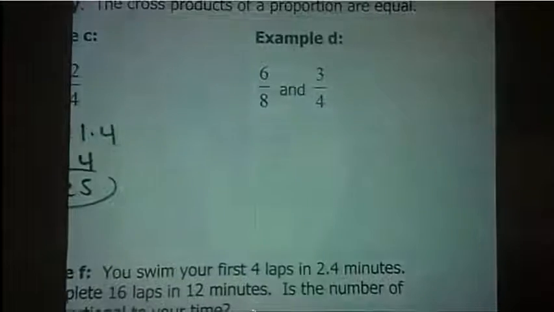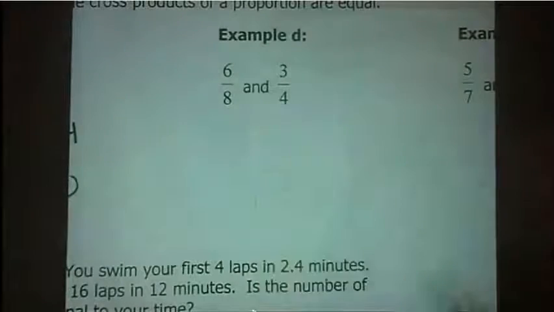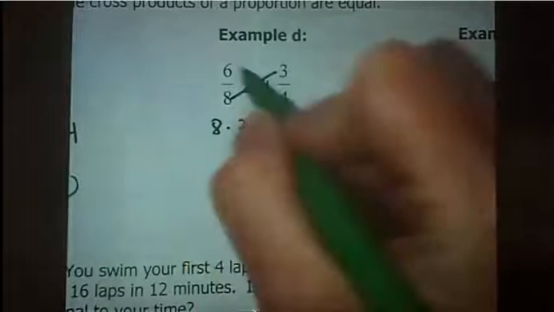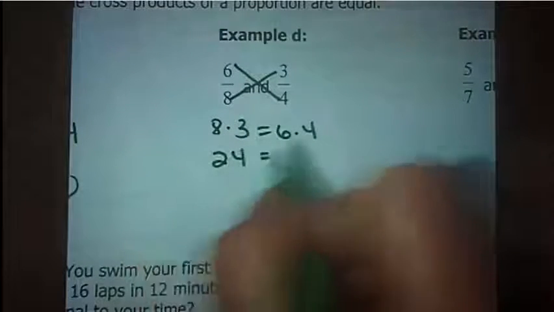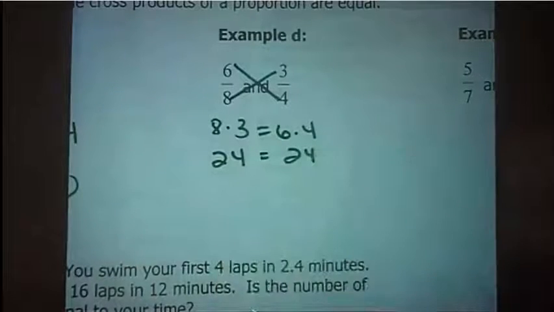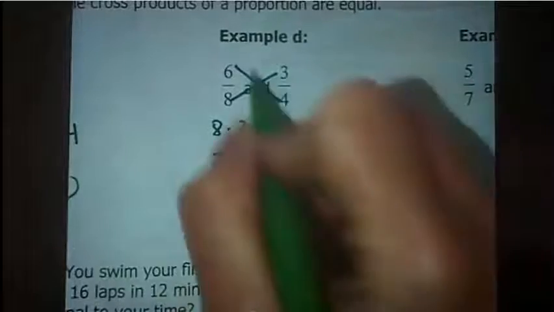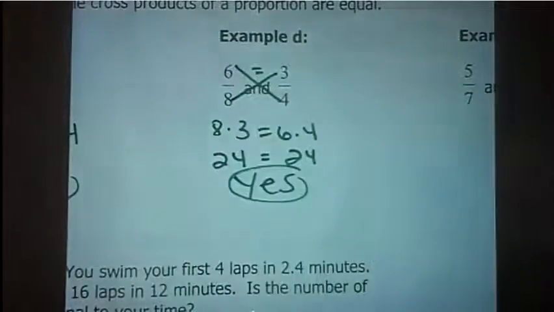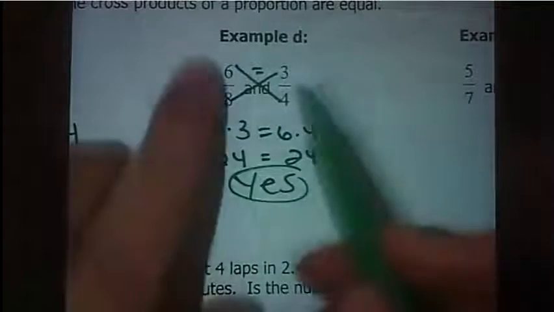Example D, we have 6/8 and 3/4. To figure out if these are proportional, I'm going to multiply across. So 8 times 3 needs to be equal to 6 times 4. 8 times 3 is 24. 6 times 4 is 24. Because they are equal to one another, yes, this is also a proportion. We can put that equal sign there. 6/8 does equal 3/4 because they end up simplifying to the same exact thing.